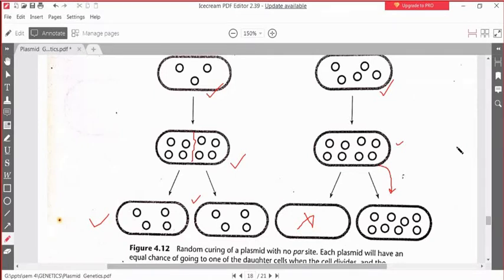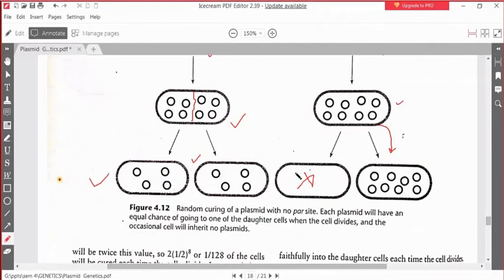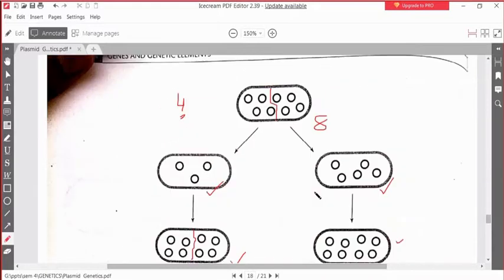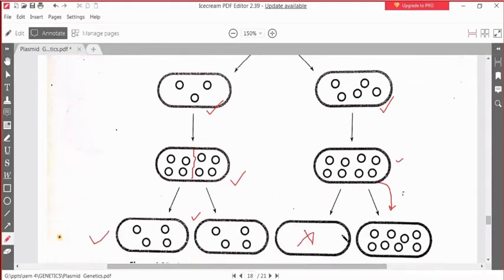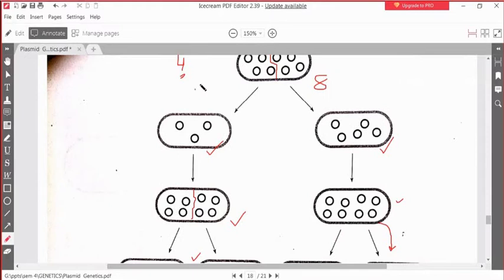We can simply calculate the probability that one cell will be totally cured if we start from 4 plasmids within a cell. Imagine there are 4 plasmids present in a cell. So before division, it must be 8 copies of the plasmid.